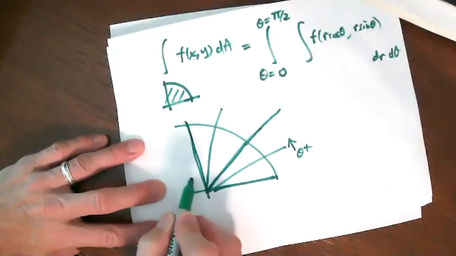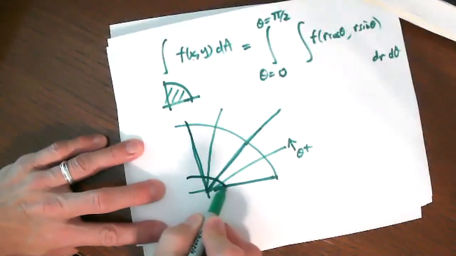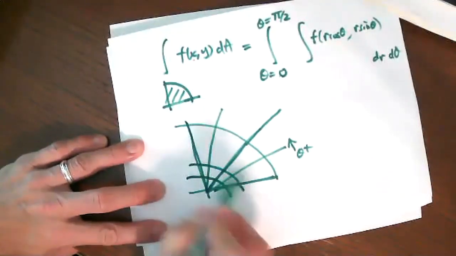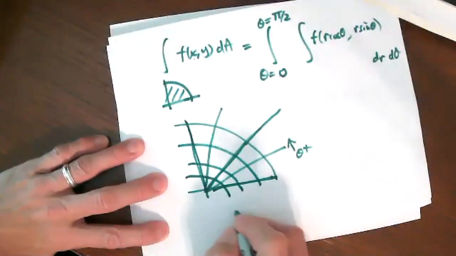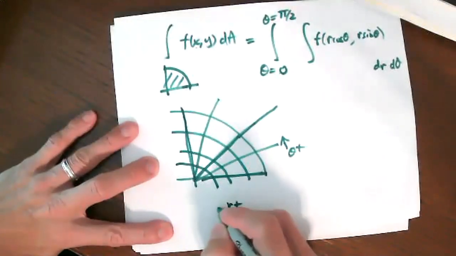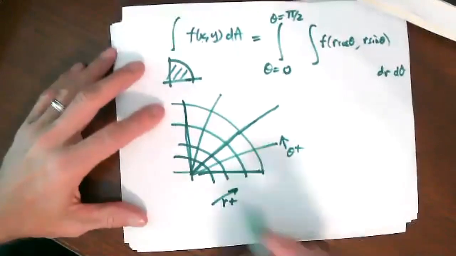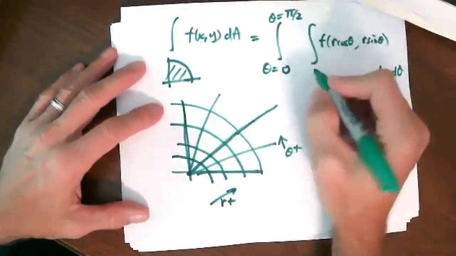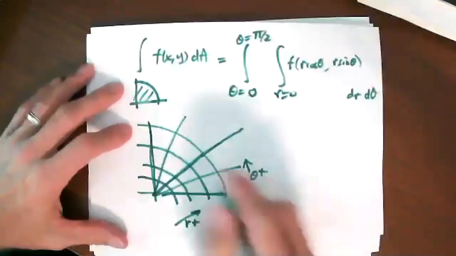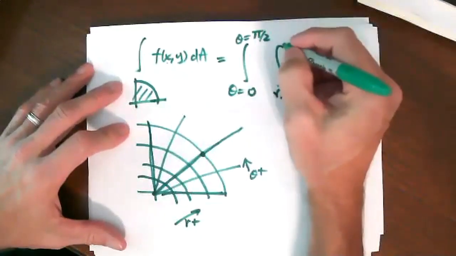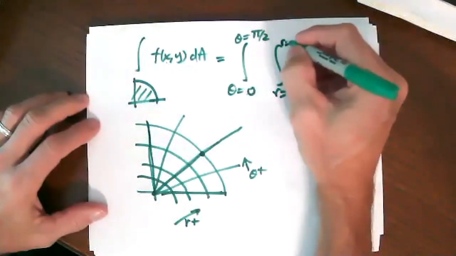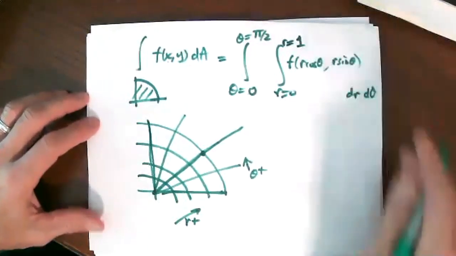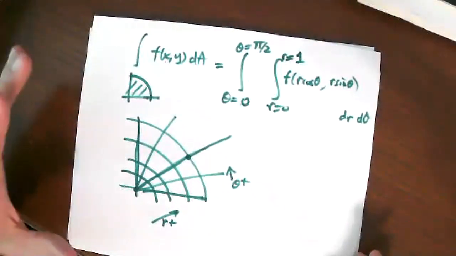Now the r's, the sets of points where r is constant are these. And making r increase forces you to go outwards away from the origin. So the minimal r coordinate occurs right here at the origin. The maximum occurs right here at the outside of the circle, and that would be, if this was the unit disk, that would be an r equal to 1.